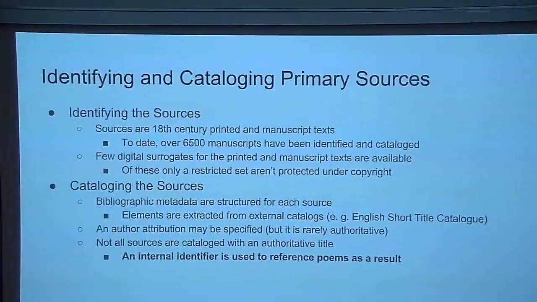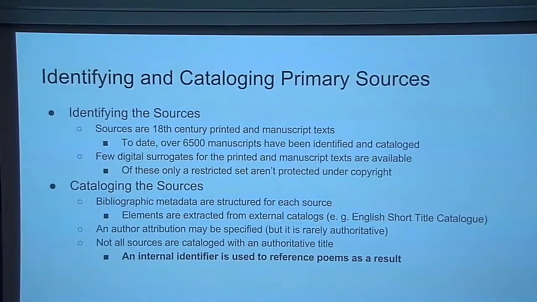So, detailing some of the process that's involved, the researchers identify and catalog primary sources. The sources themselves are 18th century printed and manuscript texts. To this day, approximately 6,500 manuscripts have been identified and cataloged. Regrettably, very few digital surrogates for the printed manuscript texts are actually available, and even fewer are going to be accessible to the public. They're protected over copyright. So regrettably, we don't really have the option of offering an image repository anytime in the near future to support this kind of work. However, the metadata extracted for these sources, it should be briefly addressed.